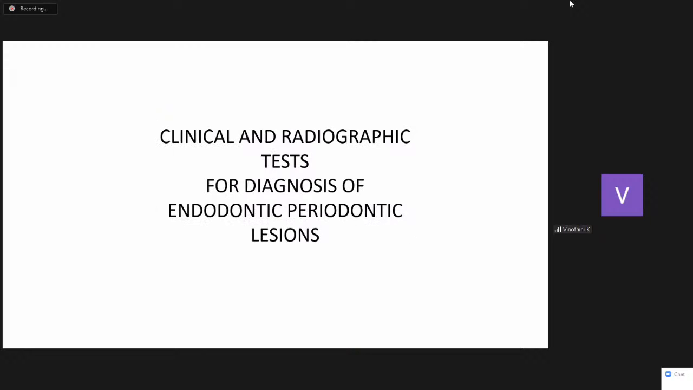So the clinical and radiographic tests for diagnosis of endo-perio lesions are a very important and very interesting aspect.